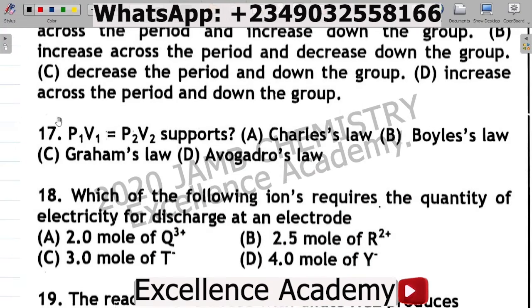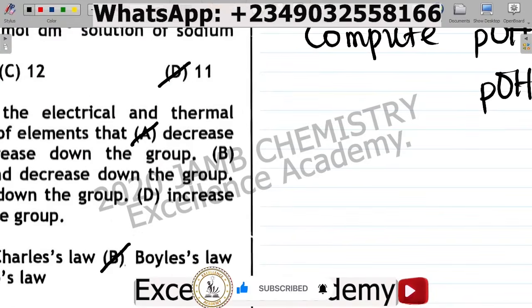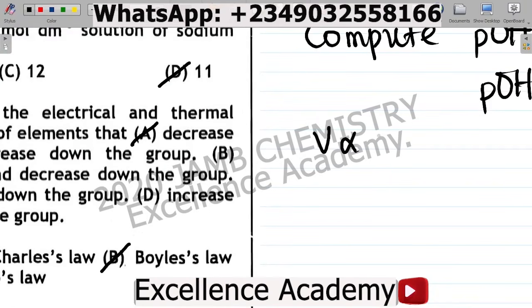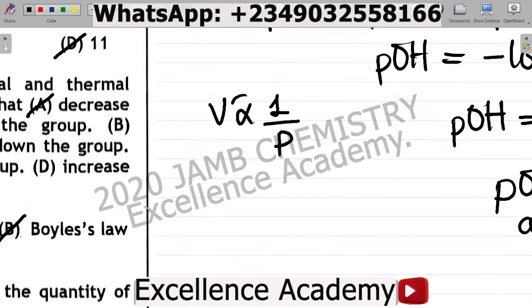Question number 17 says P1V1 is equal to P2V2 supports A, Charles' law, B, Boyle's law, C, Graham's law, D, Avogadro's law. For this question, the correct answer is B, Boyle's law. You want to note that Boyle's law states that the volume of a given mass of gas is inversely proportional to its pressure. Now to solve this, we'll take off the proportionality sign, put an equal to and bring a constant. So V is equal to a constant times 1 over P.